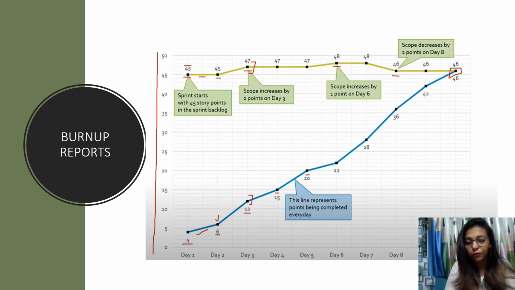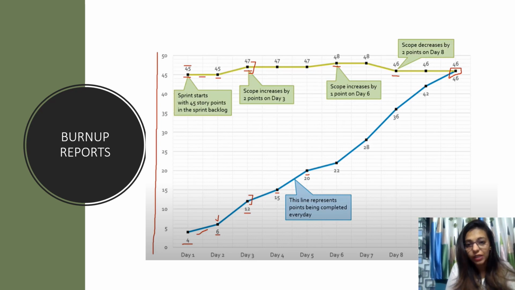So going back to the graph, I'll just mention it like that. So this will represent two lines. One is how the progress is made with the help of the blue line. Second, there is a different line for the scope. Say an example, at the start of the sprint we have said there are 45 story points in the sprint backlog. Moving ahead, at day 2, day 3, we have completed 4, 6, 22. During day 3 we can see, oh yes, 2 more are added, there is a scope change.